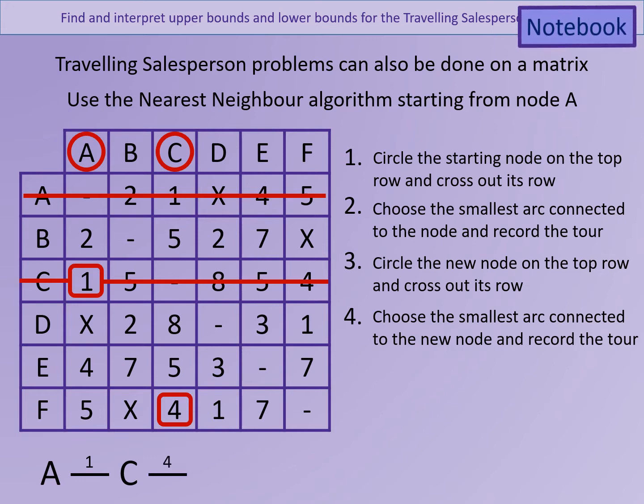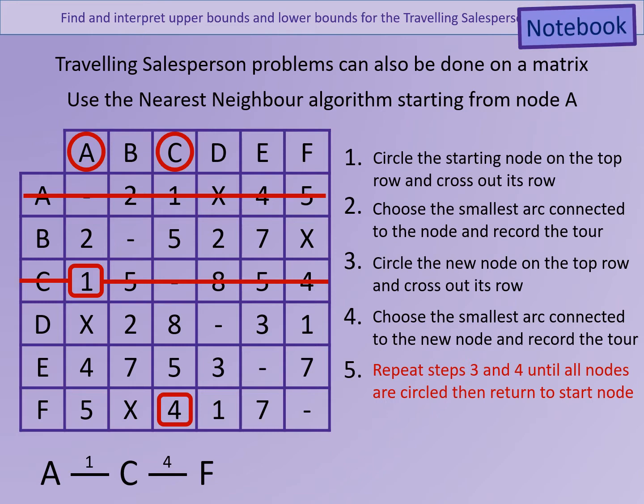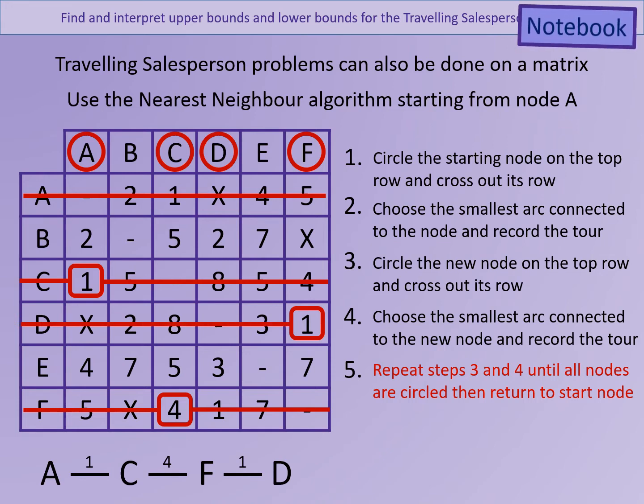So we're going to add C to F with a length of 4 to our tour. Add F by circling the top and crossing off the row. I'm going to continue like that. So we're going to look down column F now for the nearest neighbour. We see that the nearest neighbour to F is D, with a weight of 1. So add F to D to the tour. Add D as a node by circling it and cross out row D.